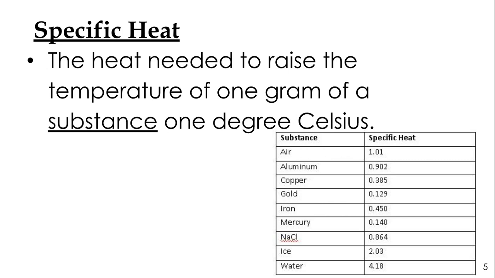Specific heat is the heat needed to raise the temperature of 1 gram of a substance 1 degree Celsius. That is the definition. So if we look at these different specific heats of these different substances, we should notice something about them. Take a quick look at all of those, and what do you notice? Write down something that you notice.